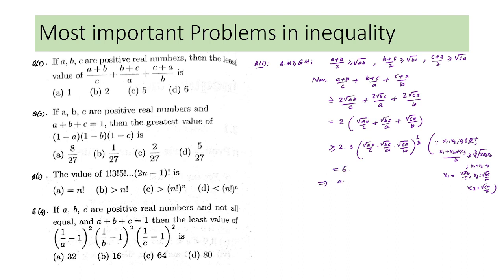So what you will write here? (A plus B) by C plus (B plus C) by A plus (C plus A) by B is greater than or equal to 6, and equality holds when A equals B equals C. So here option D is correct. This is the least value.